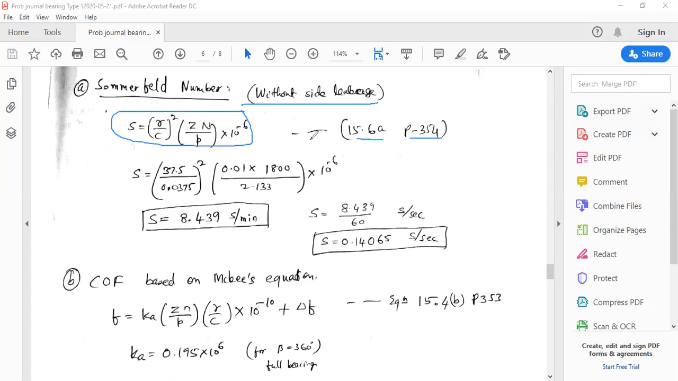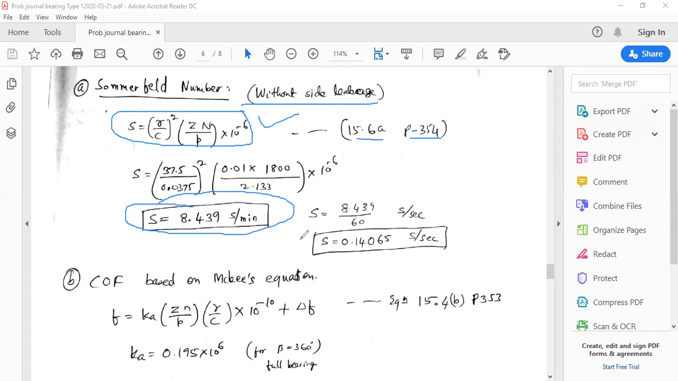So 15.6b, that is related to the side leakage. These are the different cases related to the calculation of Sommerfeld number. So use the first case. Here what we get is the value of S as 8.439 per minute.